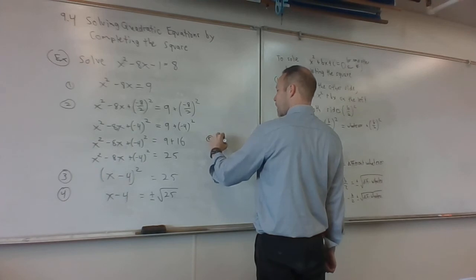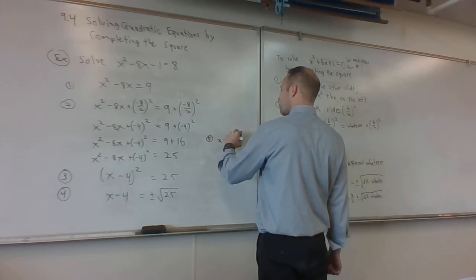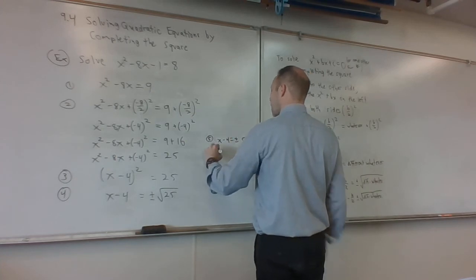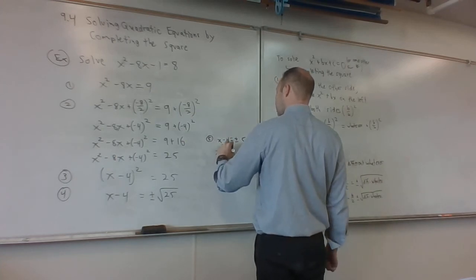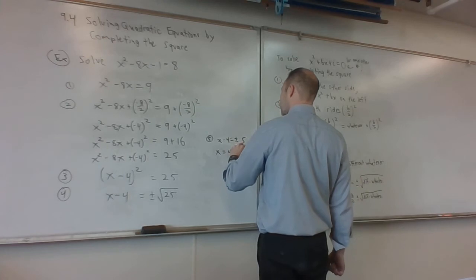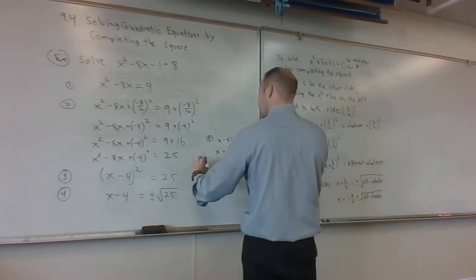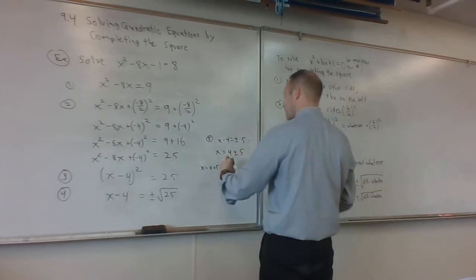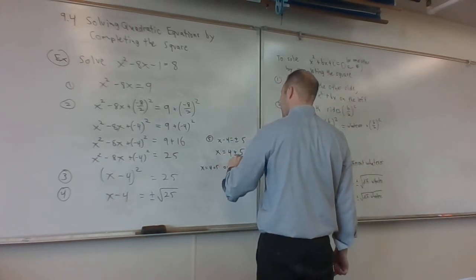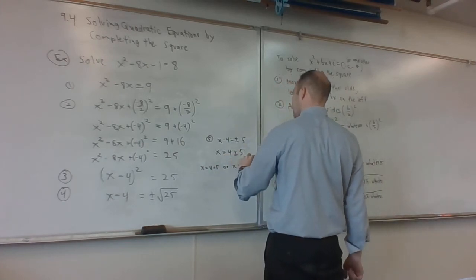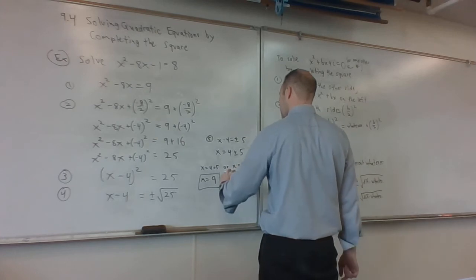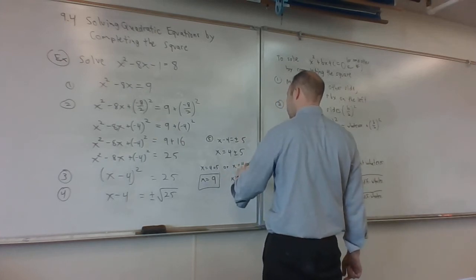Well, what do we have? We have x minus 4 equals plus or minus, so what's the square root of 25? 5. So I'm going to add 4 to both sides. So I get x equals 4 plus or minus 5, which is really 2 different things. I have x equals 4 plus 5, or I have x equals 4 minus 5. 4 plus 5 is 9, so I have x equals 9. That's one of the solutions. And then x equals negative 1.